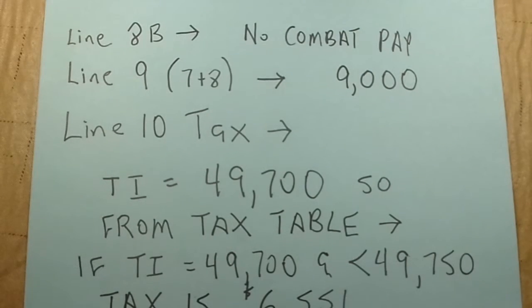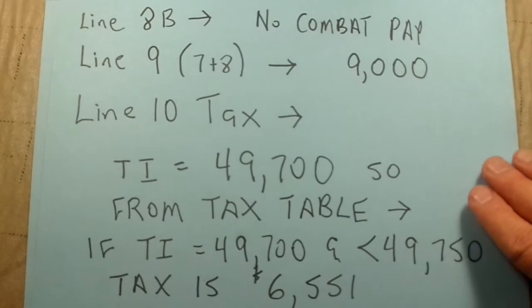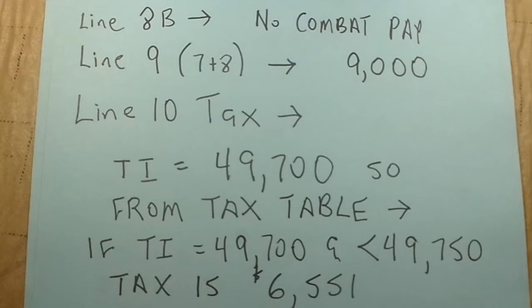We're assuming no combat pay, and probably we're not going to have combat pay tested in the class, but occasionally, especially in our area, you could see somebody with combat pay. Although, quite honestly, I'm not sure in the recent past where combat pay might apply. I know when we had the wars in the last decade, people were able to claim combat pay from those. So line 9 is a total of lines 7 and 8, and that's the $9,000 that were withheld from Dick's check and Jane's check. Now let's compute the tax.